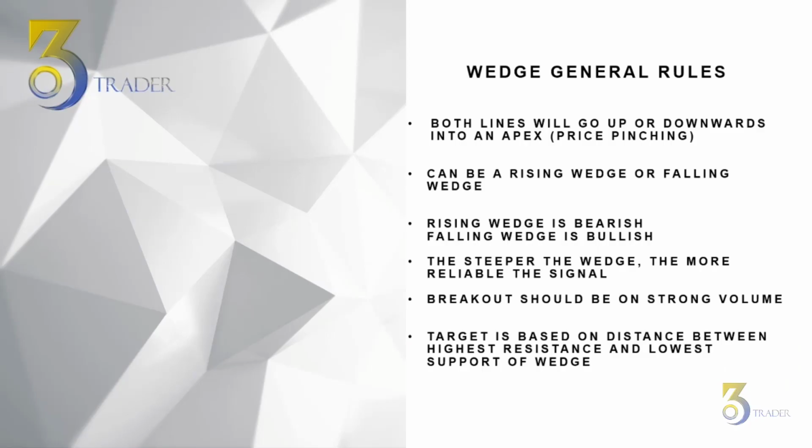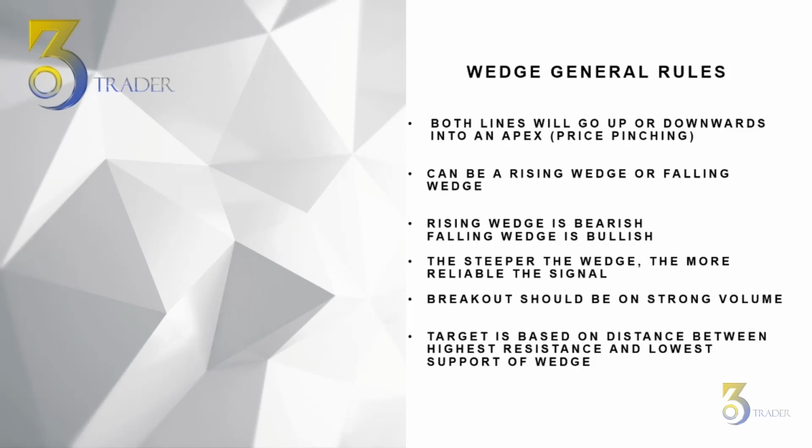All right, let's go over some general rules. I don't know why I didn't put a photo over there for you to look at because this is kind of boring right here. So wedge general rules: both lines will go up or downwards. Like I said, you'll see a lot of people calling them pennants, especially when it has a flat line. You'll see a flat one that looks like a door stopper. We call those wedges. Well, not in this case.